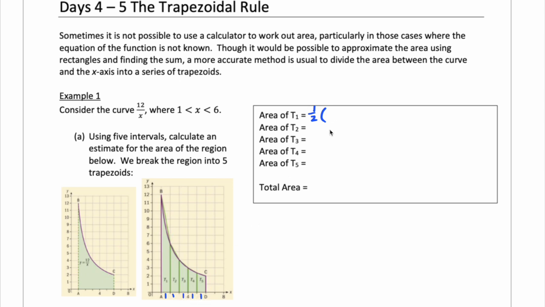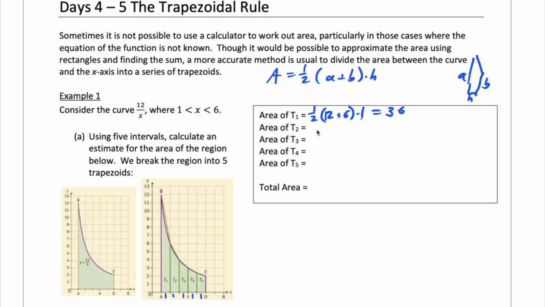So the height of the trapezoid is 1, and then the lengths of the bases. Recall the formula for the area of a trapezoid is half times a plus b times h, where the parallel sides are a and b. Here you can see this is 12 and this is 6, so you can do 12 plus 6 and times 1, because the height of the trapezium is 1. So that's half of 12 times 6, which is 36.